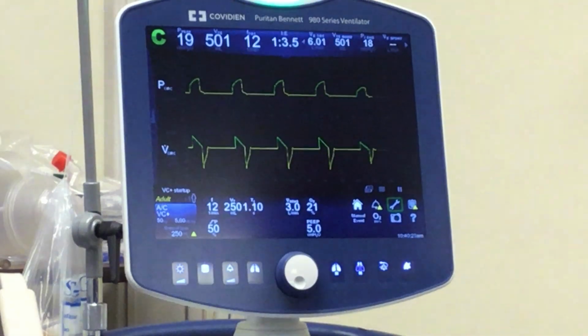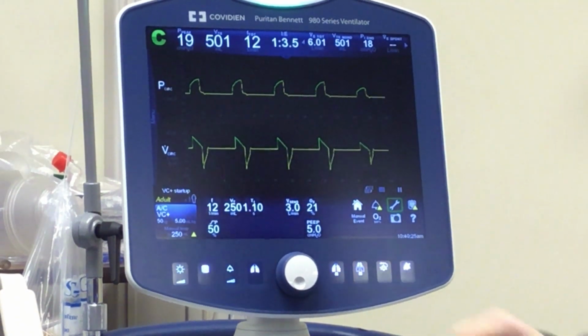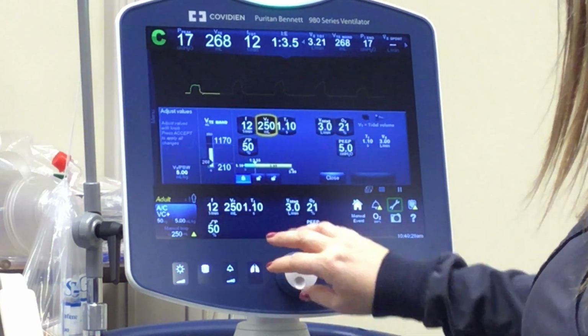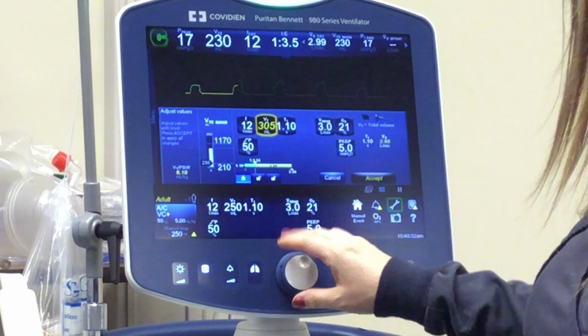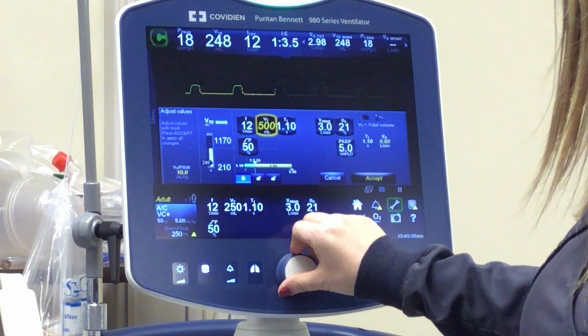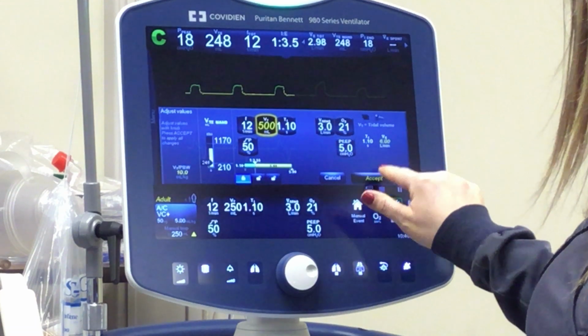Okay. Can you set the tidal volume to 500? All right. It's a touch screen, so you're going to go ahead and touch the tidal volume. Move it up with this button over here, and push accept.